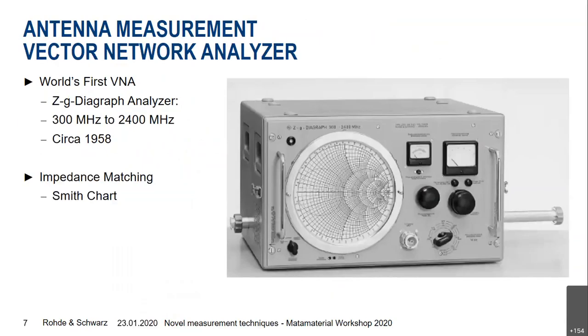As you can see here, the Smith chart itself is also available on one of the very old network analyzers, roughly around 1958. These are one of the first network analyzers in the 1950s, provided by Rohde and Schwarz. It was not even called a network analyzer way back then. You can see the small Rohde and Schwarz logo right here. At that time it was called a ZG Diagraph, a very different name, but the purpose was the same: to provide a signal between 300 megahertz and 2.4 gigahertz, with the connectors available here, and to test the reflections and the transmissions, especially on the Smith chart.